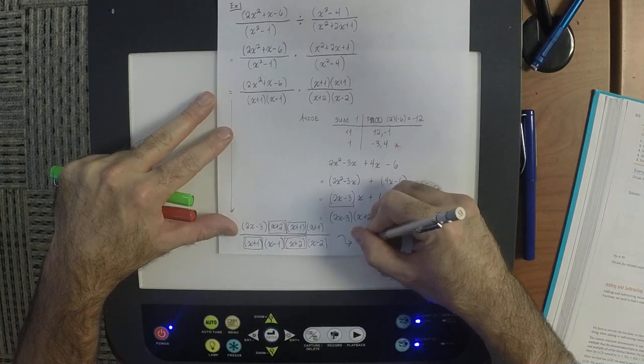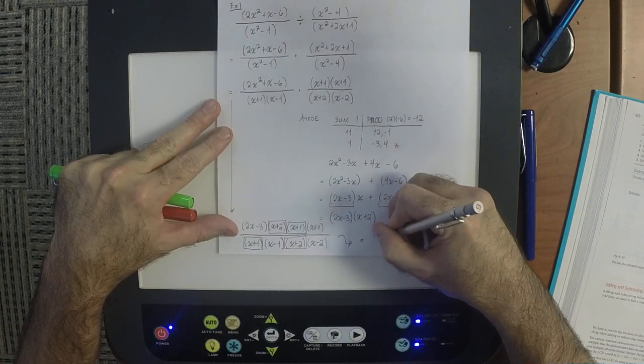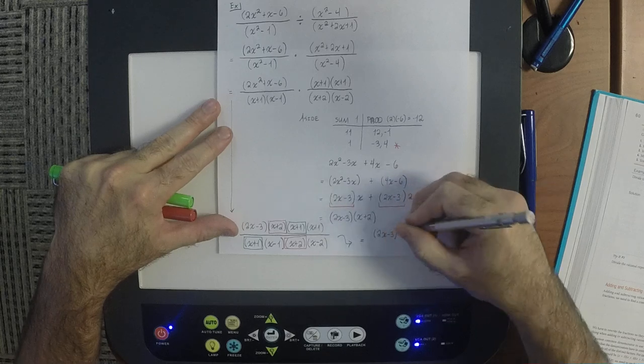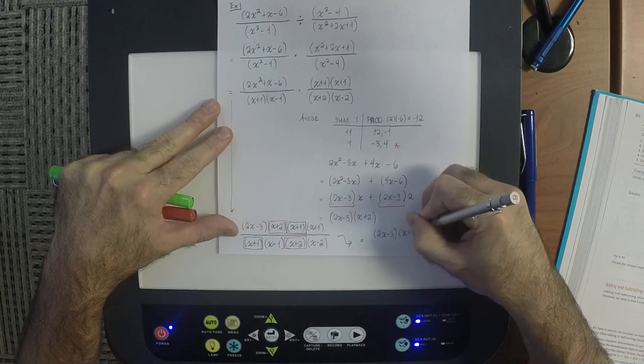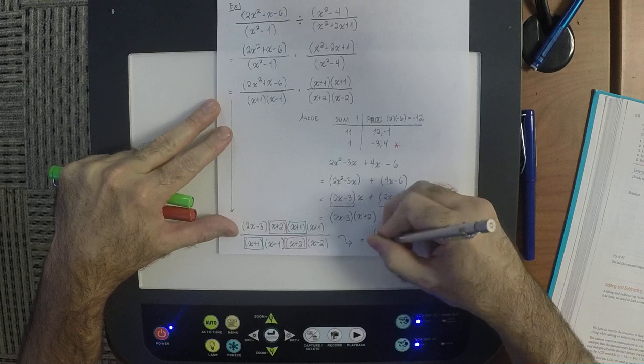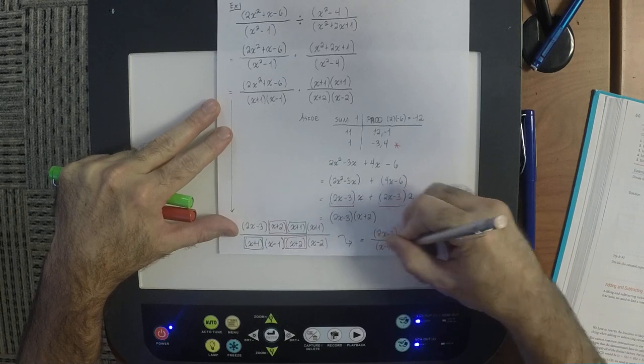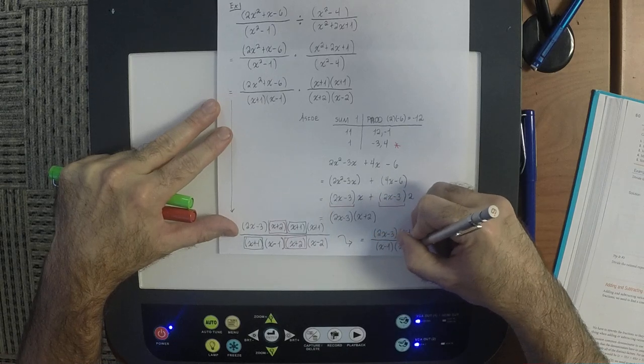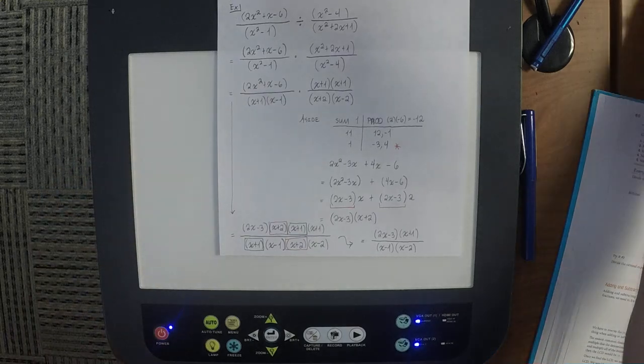So the answer would be 2x minus 3 times x plus 1 over x minus 1 times x minus 2. Any question about that one?